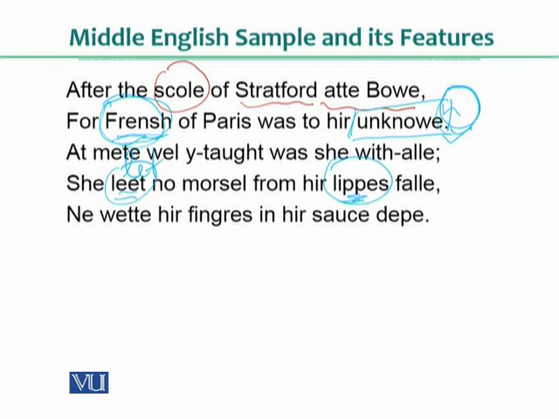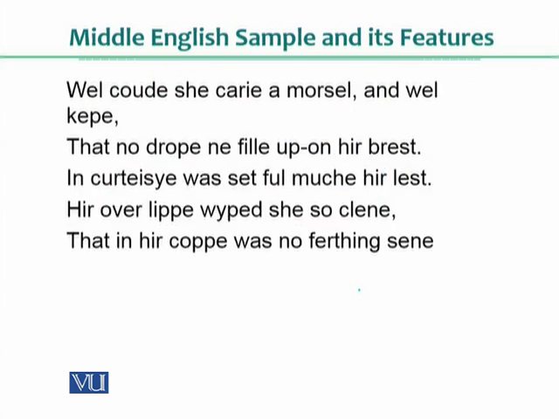Here double is used. Why? It is followed by something after that as a plural. So, "she let no morsel from her lips fall, nor wet her fingers in her sauce deep." She had very good manners, she was well educated, and while she would eat, she would not let her morsel fall. She would eat with all the manner and mannerism, and she would not dip her fingers in the sauce. This is how Chaucer is pen picturing the character of the Prioress for us.